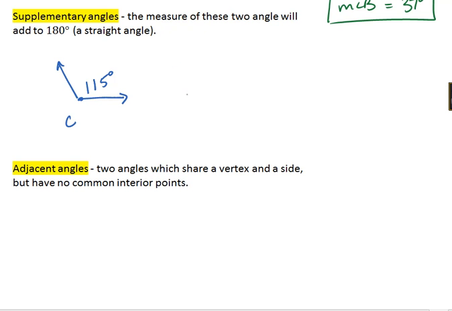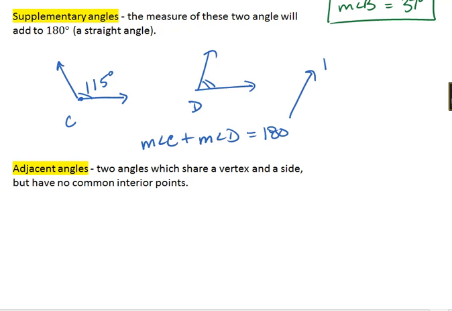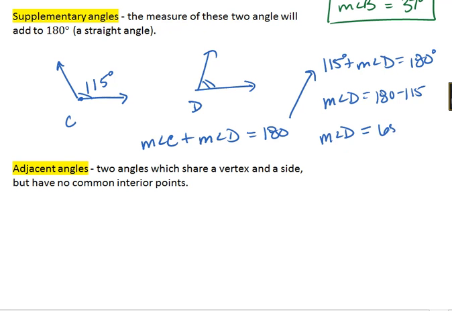The supplement to angle C, which we'll say is angle D, is the angle measure such that the measure of angle C plus the measure of angle D equals 180. So we have 115 plus the measure of angle D equals 180. The measure of angle D equals 180 minus 115. So the measure of angle D has to be 65 degrees.